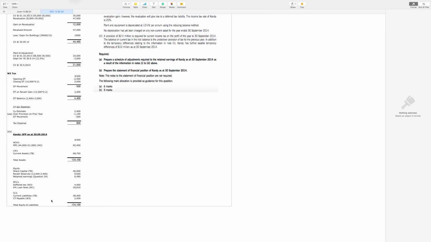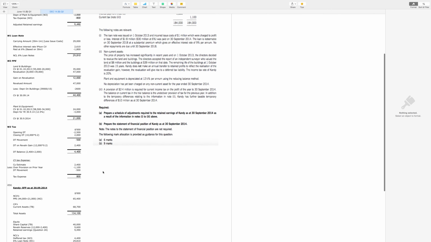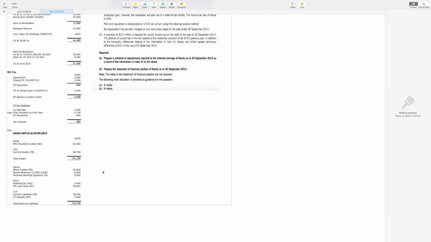Current tax payable, working 3. So this is the tax that is payable within 1 year. Now, it's represented in working 3, however, we're told this in the question. A provision of 2.4 million is required for the current income tax and the profit for the year. This will be your tax balance for the year, your statement of financial position balance. So we'll pull this over, total up our equities and liabilities, and we get 134,100. And that is the end of that question.